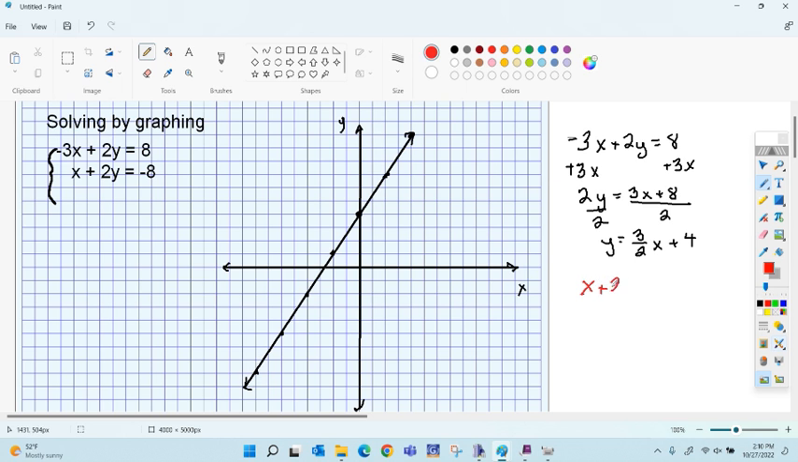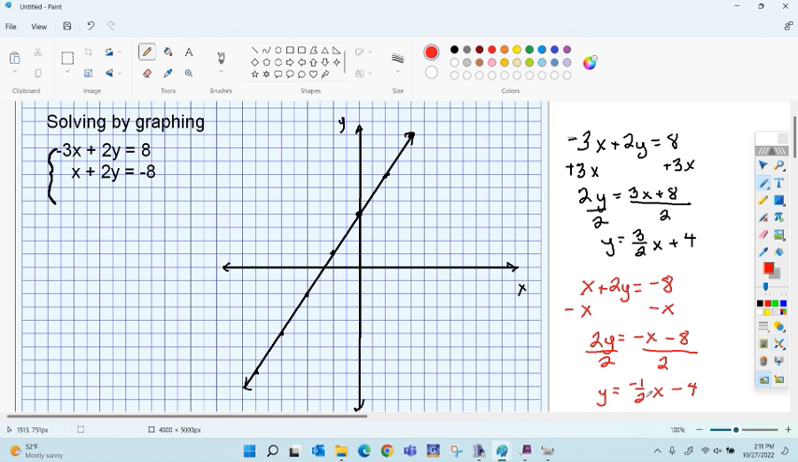x plus 2y equals negative 8. All right, so once again, we have to put it in slope-intercept form. So what do we do? Subtract x. So 2y equals negative x minus 8. Then we divide by 2. So y equals negative 1/2 x minus 4.